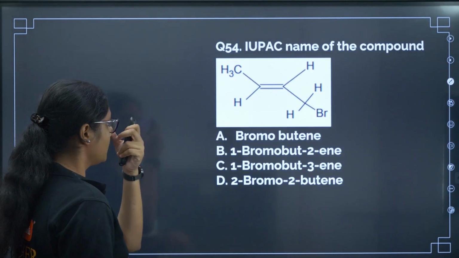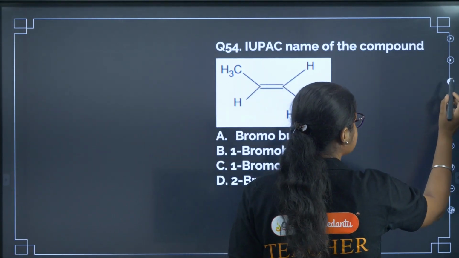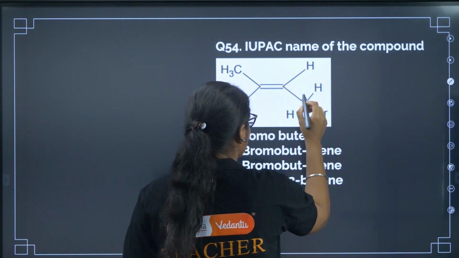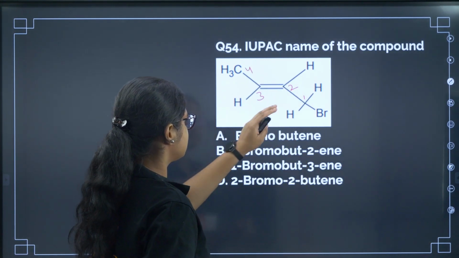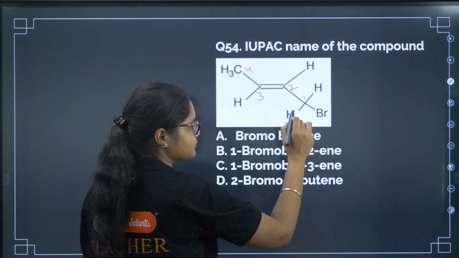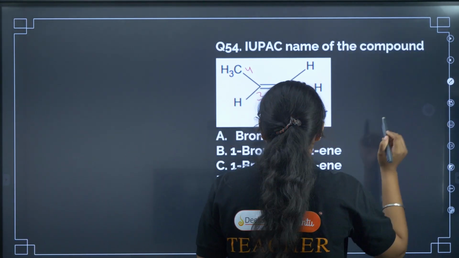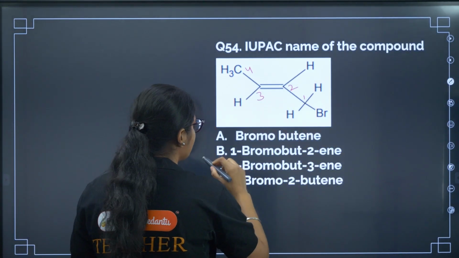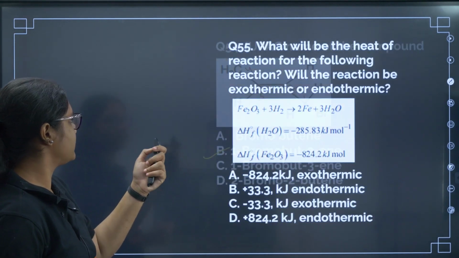Okay, next question. The IUPAC name. Okay, this is a simple one. You have to just name. The first thing is to find the longest chain. 1, 2, 3 and 4. On the second position we have a double bond. On the first position we have bromine. So the correct answer for this one will be 1-bromobut-2-ene. Okay, so the correct answer is option B. Very easy and direct question.